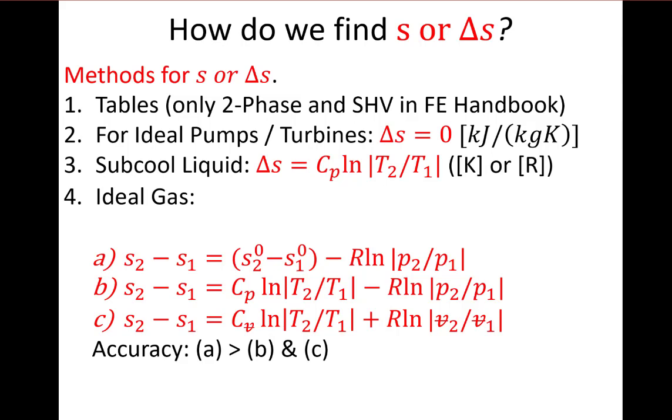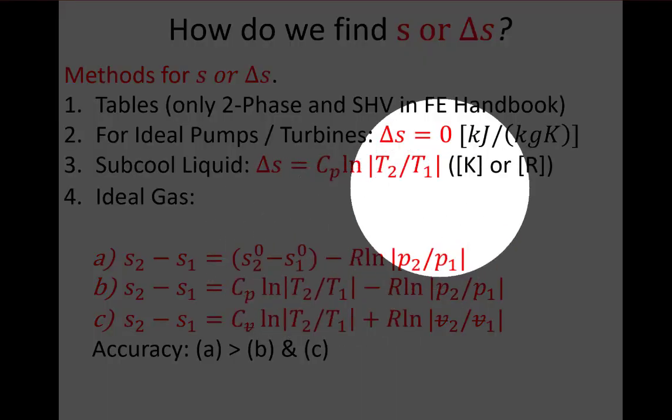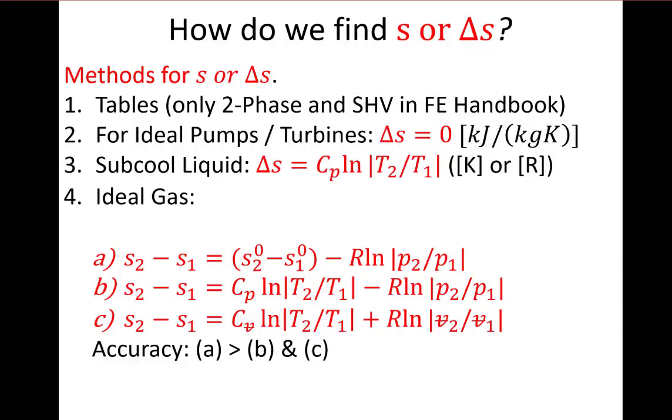For ideal pumps and turbines, we know that delta S is equal to 0. So if it's an ideal or isentropic turbine or pump, and I know S at the inlet, then I automatically know S at the ideal or isentropic outlet. Oftentimes I can use that information to fix the state, find H at that ideal outlet, and then maybe use the isentropic efficiency to find H at the real outlet.